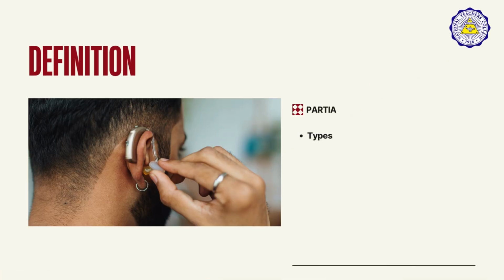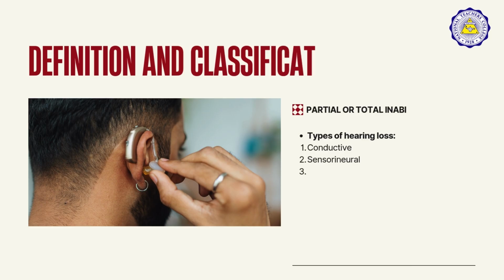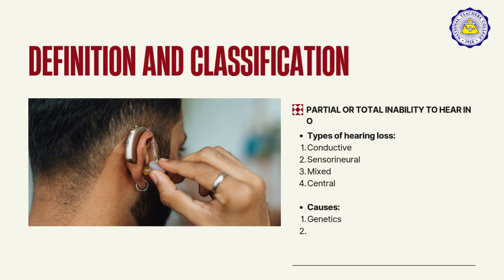Hearing impairment refers to a partial or total inability to hear in one or both ears. It can be mild, moderate, severe, or profound. Some people are born with it, while others acquire it later due to infections, accidents, or long exposure to loud noise. Let us now understand the 4 main types of hearing loss.